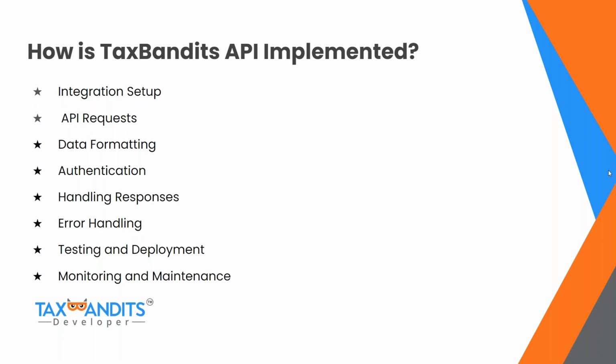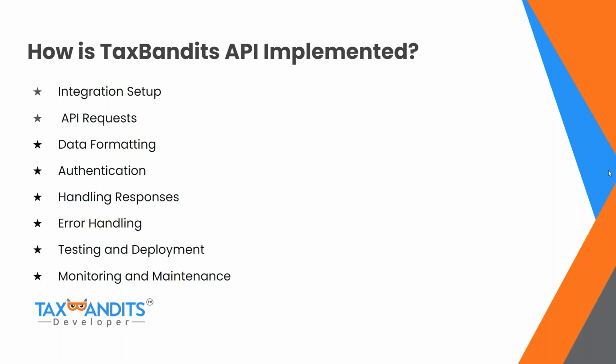This will ensure that only authorized users can access the API endpoints. After sending a request to the API, you'll receive a response containing the requested data or an acknowledgement of the action taken. Make sure to handle these responses appropriately within your application. In case of errors, the API will provide error codes and detailed messages to help you identify and troubleshoot issues.